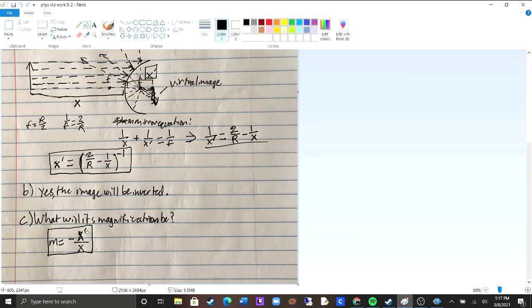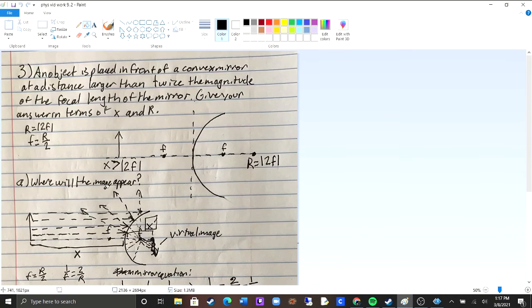And then part C asks, what will its magnification be? And from the textbook, we get that the magnification is equal to negative the distance between the mirror and the image divided by the distance between the mirror and the object. So because we're just doing everything in terms of r and x, we get that the magnification is negative x prime over x. So that is how you do number 3.